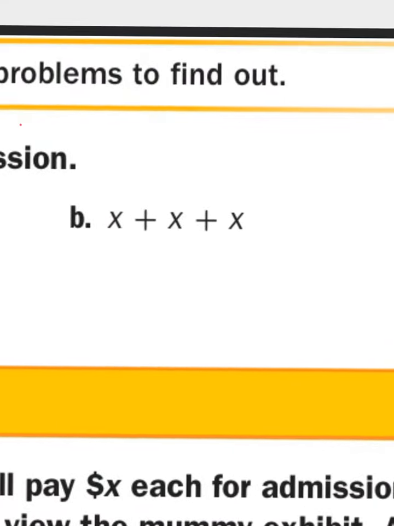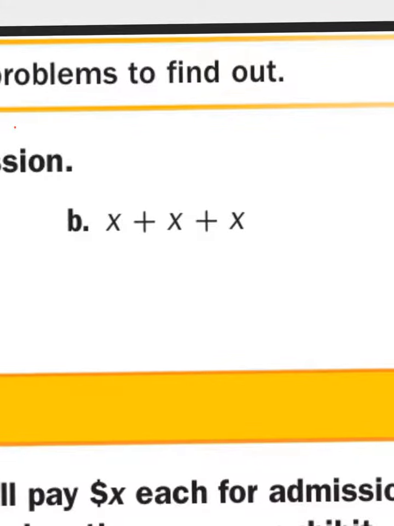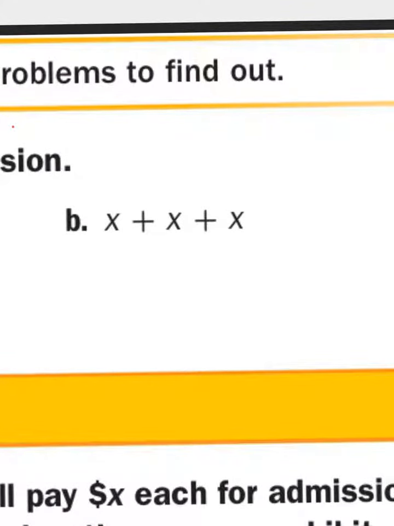In problem B, we have x plus x plus x. So don't forget that this is the same as having 1x plus 1x plus 1x. And I want you to think of that as an x tile plus another x tile plus another x tile. So I want you to try to simplify this one on your own. Pause the video. See if you can combine all those like terms into one term. Restart the video when you're done. Go.